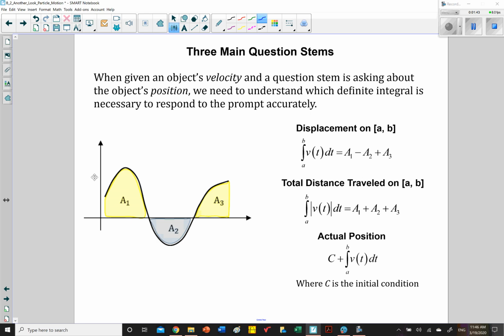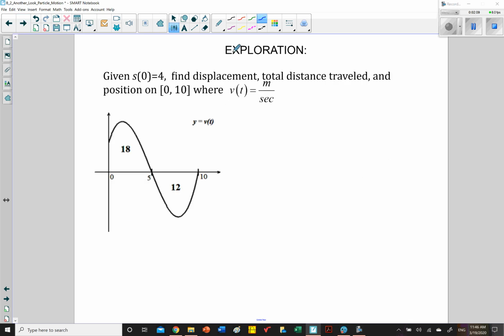If we're considering total distance, we want the absolute value of velocity, so we're adding area above the axis and below the axis to get the total distance traveled. And if we want the actual position, then we need to know that initial condition, where we add that initial condition to the accumulated area. So let's say we're given that initial amount, s sub 0, is 4. We want to find the displacement, or the total distance traveled, and the position on the interval from 0 to 10, where velocity is in meters per second.